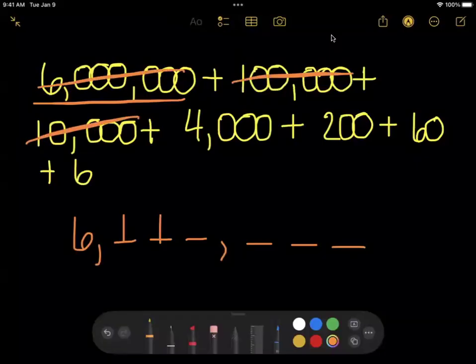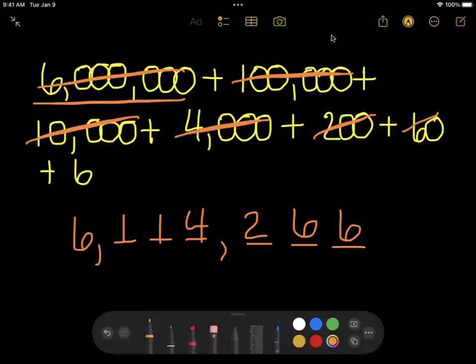My next number is 4,000. So I'm going to put a 4 in the thousands place and cross this off. 200 means I have 200. So I'm going to put that there. 60 means I have 6 tens. So I'll put a 6 in the tens place and 6 ones over here. So I'll put a 6 in the ones place. So rewriting this expanded form into standard form means that it's 6,114,266.